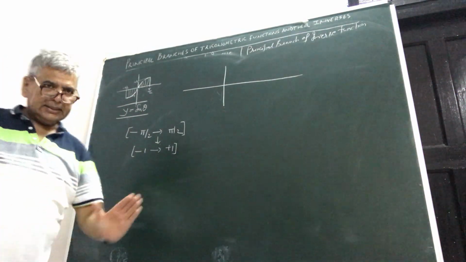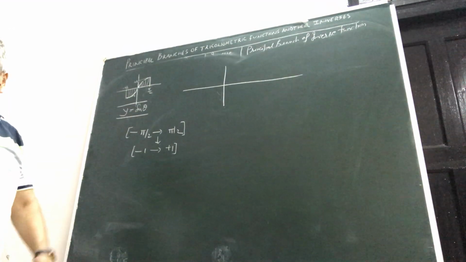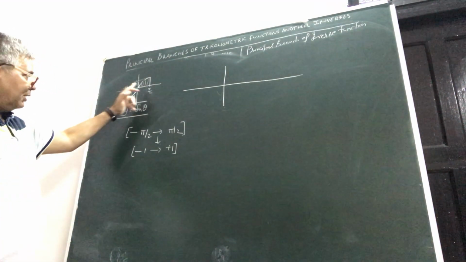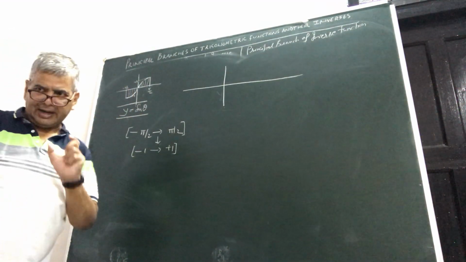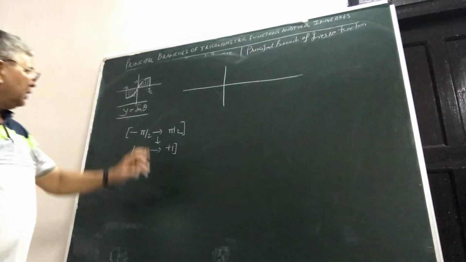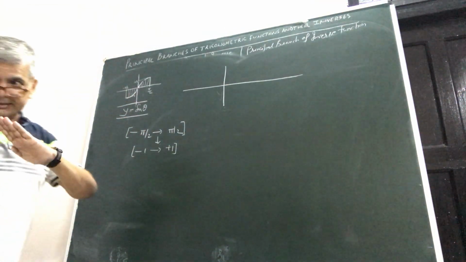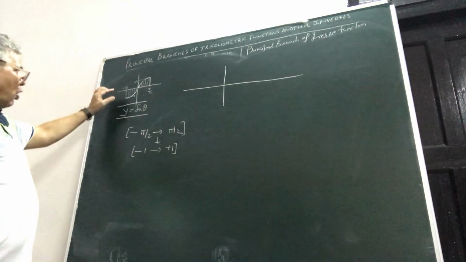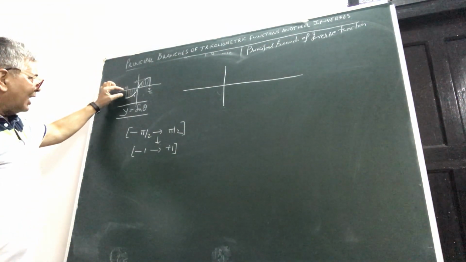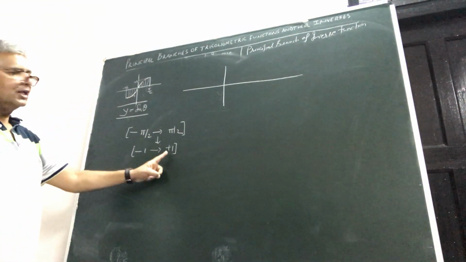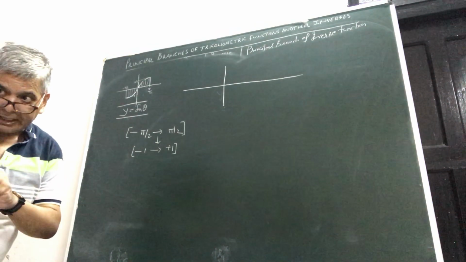Clearly the picture itself shows the graph of sin x in its principal branch, that is my closed interval minus pi by 2 to plus pi by 2. From there you can easily visualize that all the intermediate values from minus 1 to plus 1 are being acquired, and acquired once.